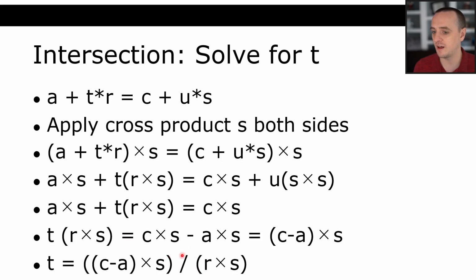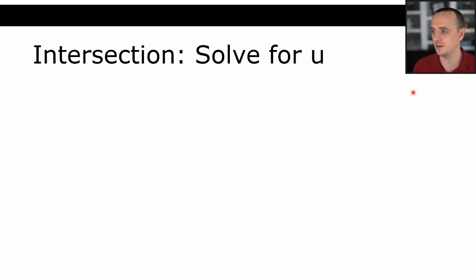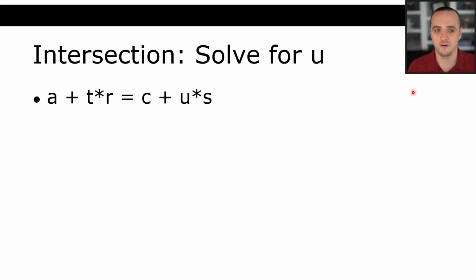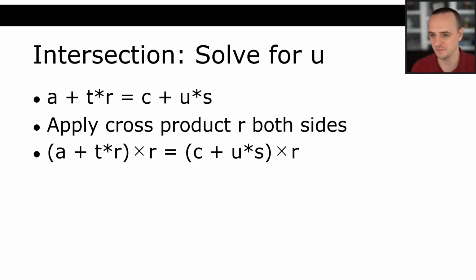We know all of these values. So that's how we're going to solve for T. Now, if we do the exact same thing, but a little bit different, we can solve for u. So here's our formula, where instead of applying the cross product of s to both sides, we're going to apply the cross product r to both sides, okay?